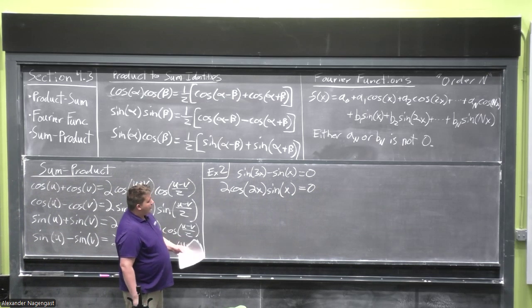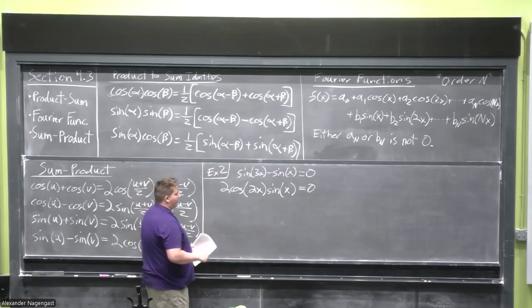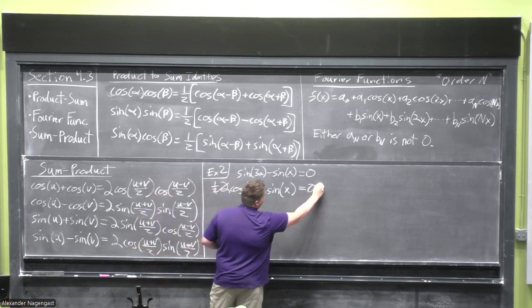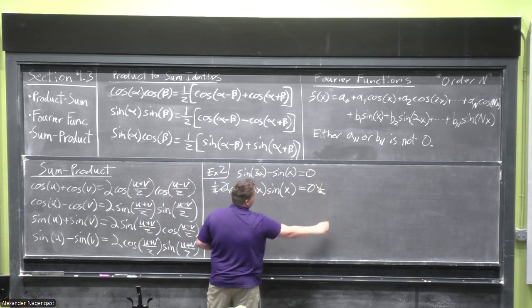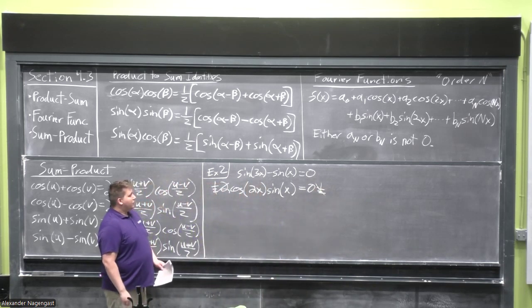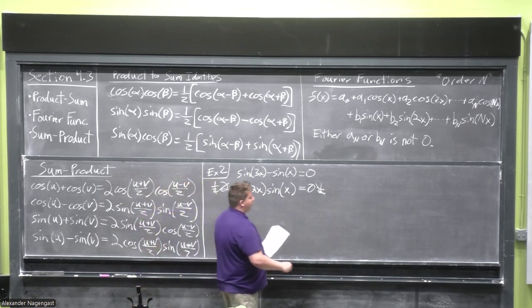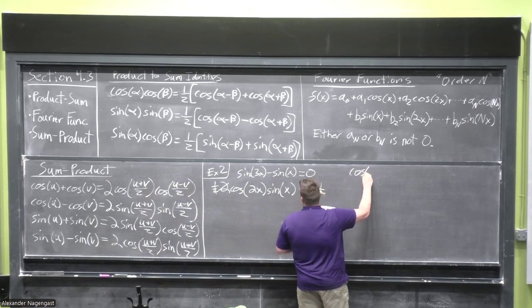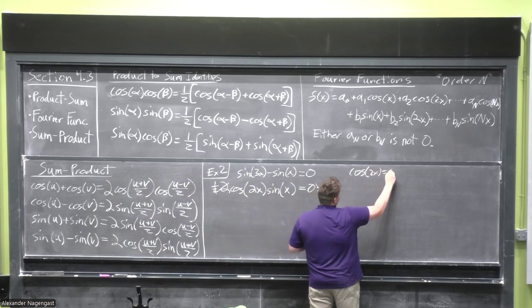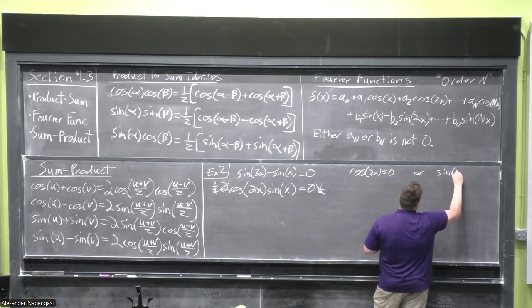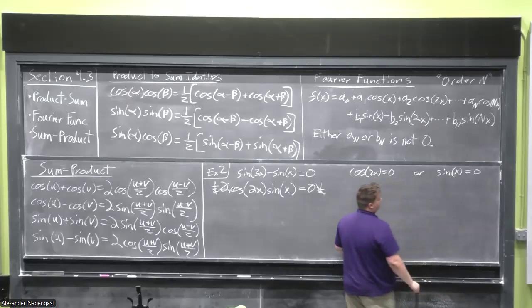So now from here, what we can do is go, all right, I can divide by 2. So if I divide by 2 or times by half, that gets rid of that. If I times 0 by half, doesn't matter, it's still 0. So essentially what I have here is cosine of 2x is equal to 0, or sine of x is equal to 0.